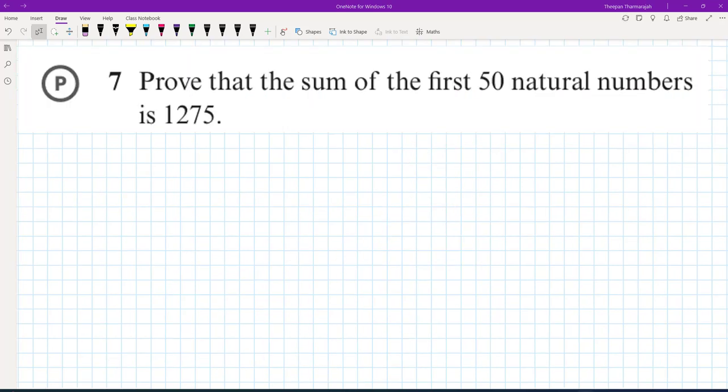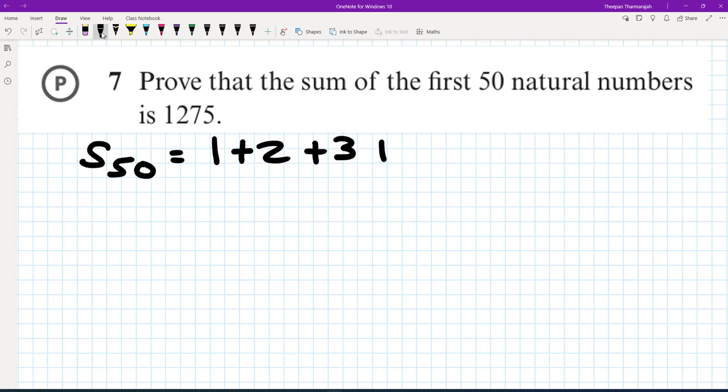Here's a question for you to try. You can pause the video, and when you're done, I will go through my worked solution. Okay, welcome back. So it says to prove that the sum of the first 50 natural numbers is 1275. So we did the same as we did in the example. So this time it will be S of 50, and a natural number is a positive number that's greater than 0. So 1 plus 2 plus 3 all the way up to 50, the last term.